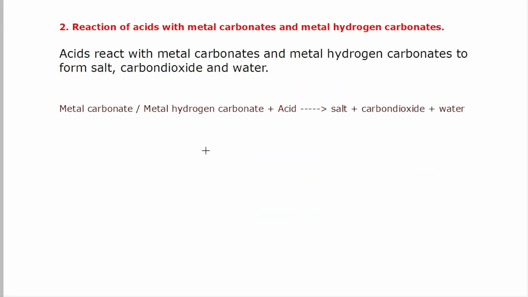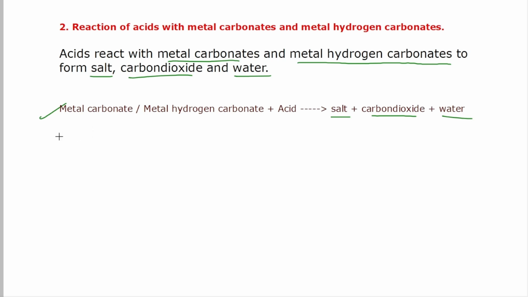The next type of reaction is the reaction of acids with metal carbonates and metal hydrogen carbonates. When acids react with metal carbonates and metal hydrogen carbonates, the products that are formed are salt, carbon dioxide and water. Let's see the different examples here to understand the reaction of acid with these compounds. In general, we can write that when metal carbonate or metal hydrogen carbonate reacts with acid, there is formation of salt, carbon dioxide and water. This is the general form of the equation.